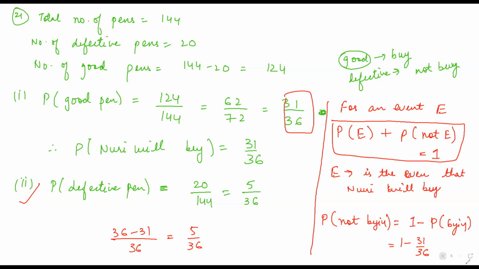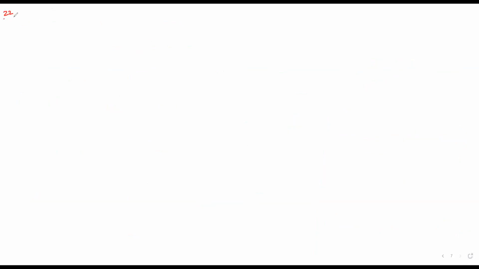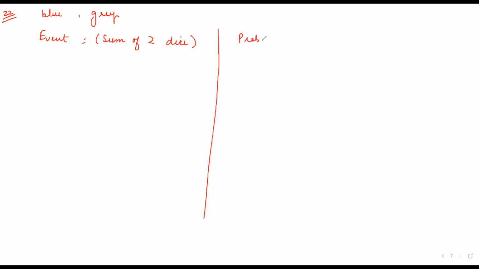Mana, is this understood? Yes, ma'am. Next question, number 22. 2 dice, one blue and one gray, are thrown at the same time. So one die is blue and one die is gray. Complete the following table. There's a table where the event is the sum of 2 dice, and then you have to write the probability here. First, it is given that the sum is 2 and the probability is 1 upon 36.